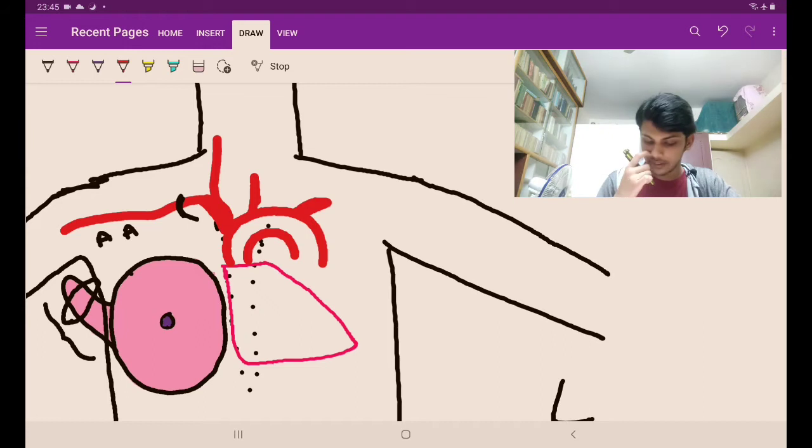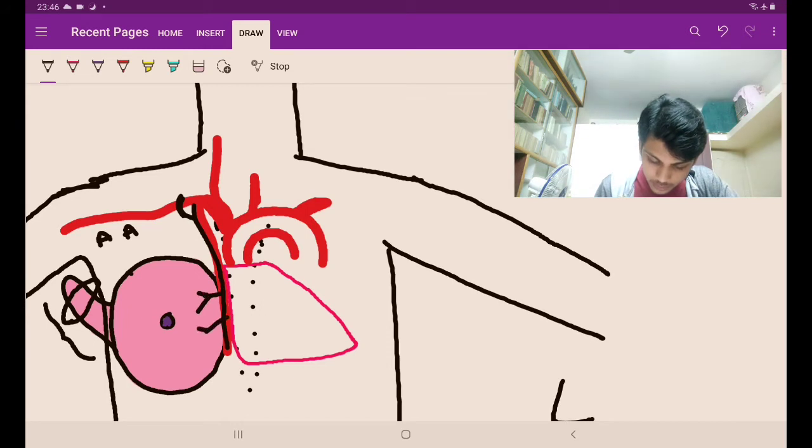Now see here. There is a subclavian artery. The subclavian artery gives out one important artery here. Can you see this artery? This is called the internal mammary artery. Internal mammary or internal thoracic artery. That gives out branches. I'm drawing it in black, but arteries should be drawn in red.